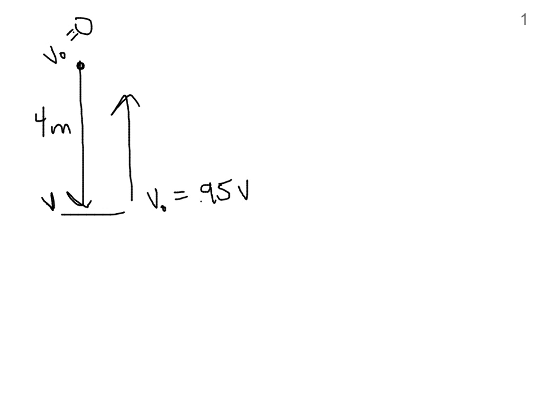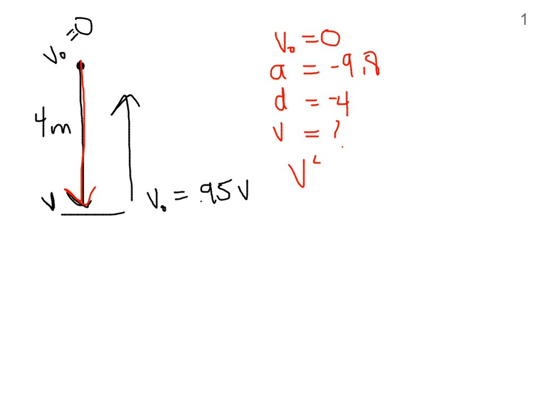So before I can figure out what it does on the way back up, I need to figure out how fast it hits the floor on the way down. So we'll make down things in red. I know that V0 is 0 because it's dropped. A is negative 9.8 because we're falling. D is negative 4 because that's on the way down, and I'm looking for V. So I know that V squared equals V0 squared plus 2AD.